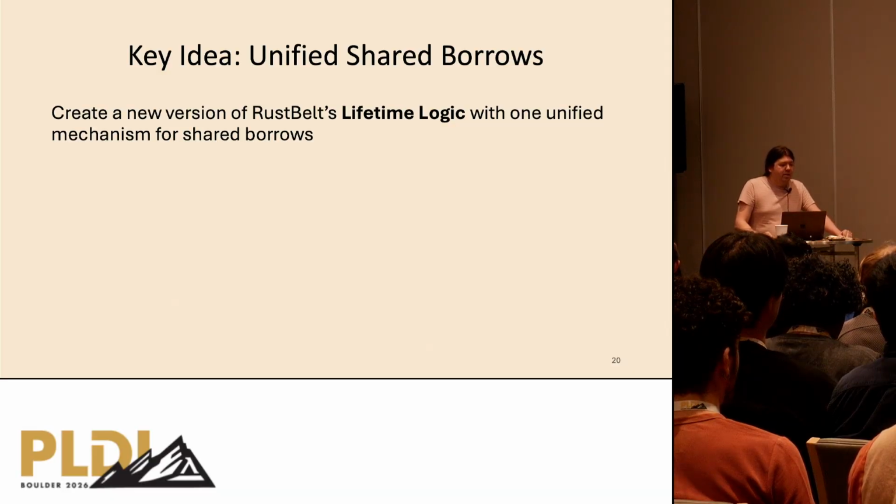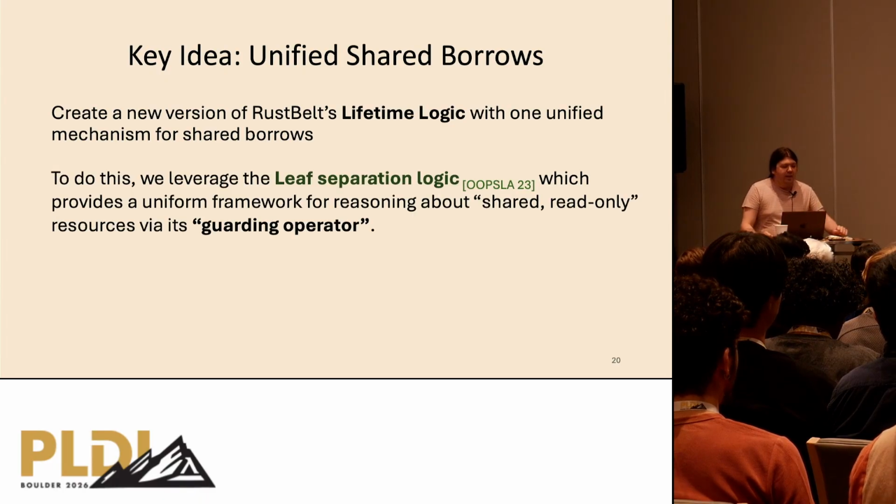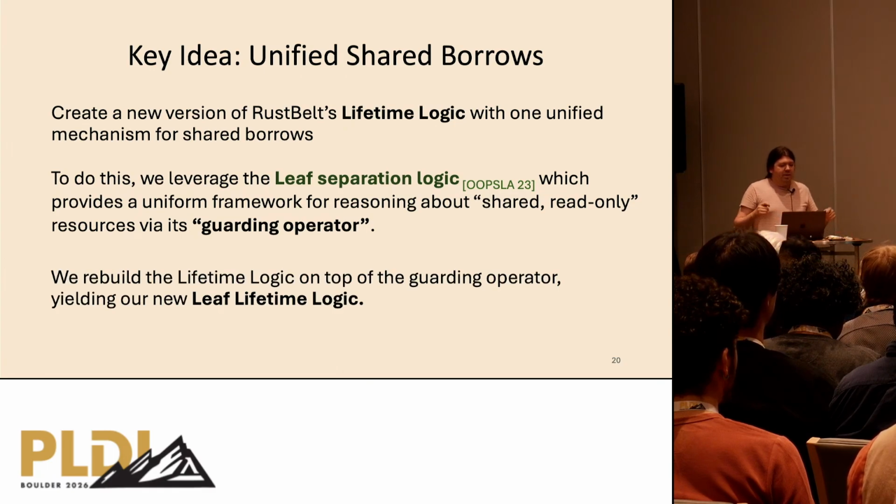So the idea here is that we're going to create a new version of VerusBelt's lifetime logic that has one unifying mechanism for shared borrows. And to do this, we're going to leverage something called the leaf separation logic, which I actually mentioned earlier, which provides a uniform framework for reasoning about shared read-only resources via what it calls a guarding operator. We rebuild the lifetime logic on top of this guarding operator, yielding our new leaf lifetime logic.